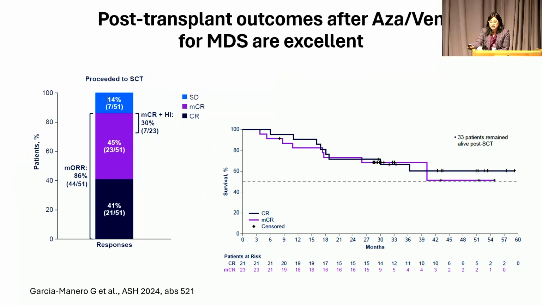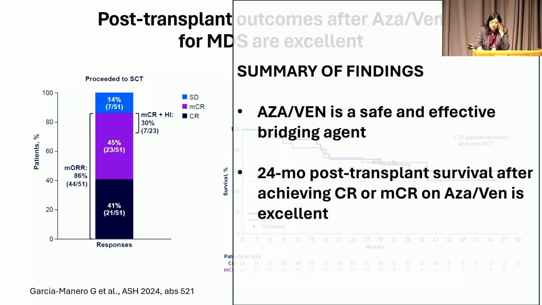And so the question is, since responses can be expected in the majority of patients with this cytoreductive therapy, more so than what we would expect from HMA alone, whether or not this would be a good cytoreductive bridge. And what did we learn from the post-transplant outcomes that Dr. Garcia Marrow presented at ASH? Well, we know that it's a safe and effective bridging agent.